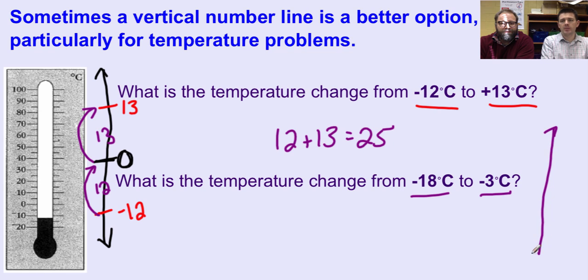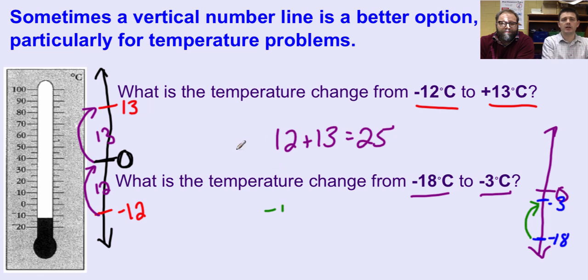So I can jot my quick little thermometer, or my temperature here. Negative 18 is going to be way down here in the negatives. Negative 3, it's close to 0, but it's still on the negative side. So with Mr. Romanovich's idea of kind of taking a train trip, here I can go right from negative 18 to negative 3. So I'm going from 18 down to 3.